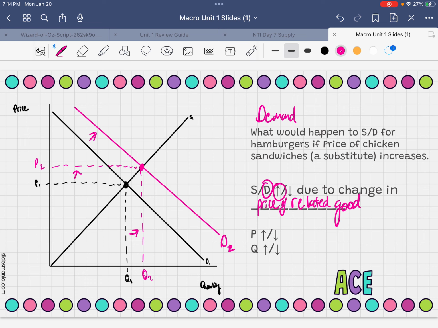And it looks like my price went up. Look at my pink price arrow. And it looks like my quantity shifted to the right. That is also an increase. Right is more. So in this scenario, demand went up due to price of related good, and price and quantity went up.